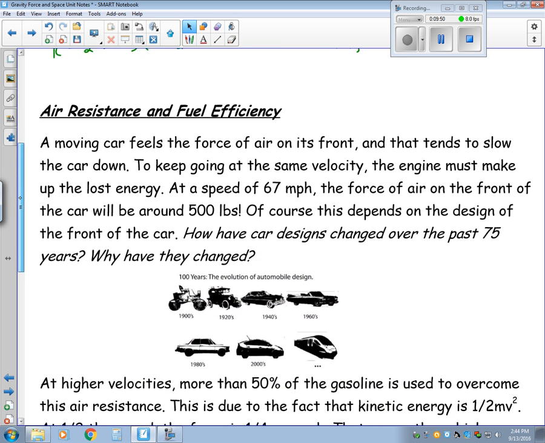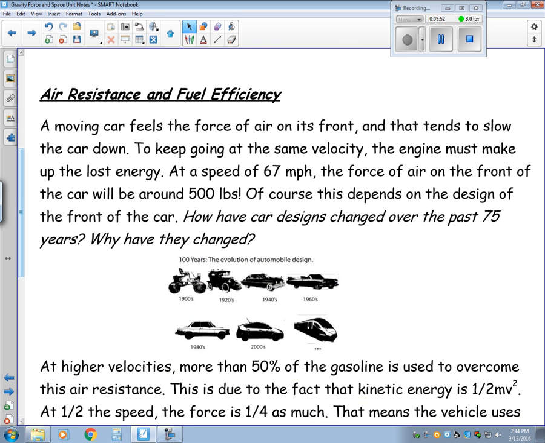All right, going on with another similar topic, air resistance. A moving car will feel the force of air on its front. That slows the car down. So in order to keep going at the same velocity, the engine must make up for that lost energy. It's supplying energy to keep it moving. Now, at a speed of 67 miles per hour, the force of air on the front of a car is around 500 pounds. And obviously, that depends on the design of the front of the car.